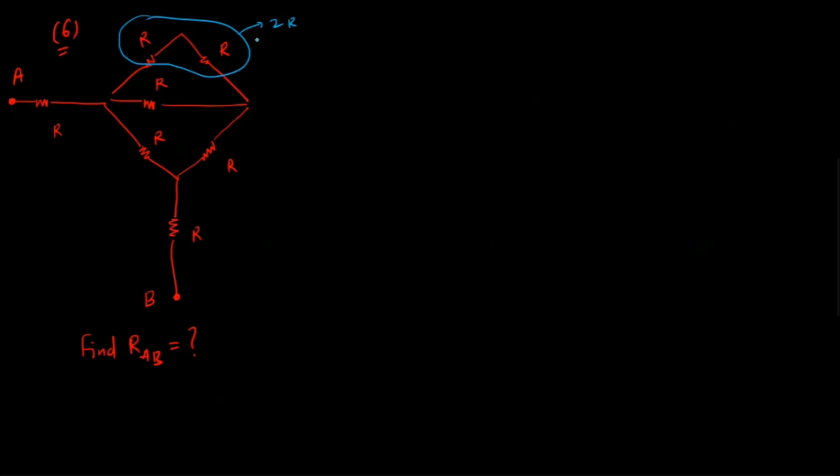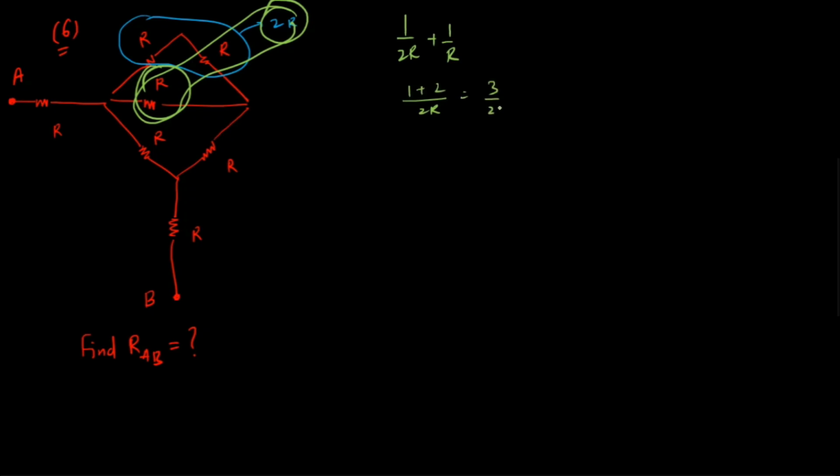So this resistance is in combination with this small r, with this R. This 2R and R is in parallel combination. So we can solve this. And we are going to have 2R over 1 plus 2, that is 3 by 2R. So the net is going to be 2R by 3.